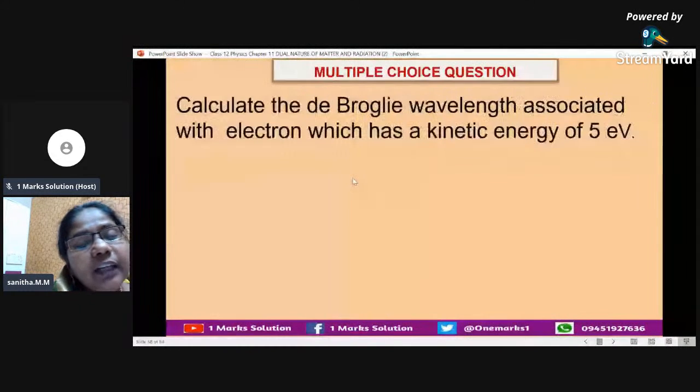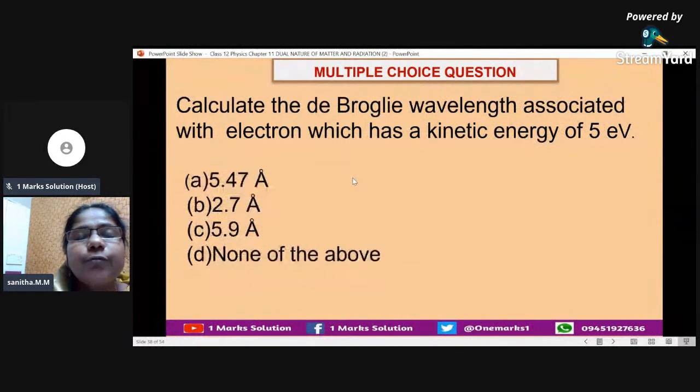Calculate the de Broglie wavelength associated with an electron which has a kinetic energy of 5 electron volt. 5 electron volt means what is the potential? We know that eV0 is equal to kinetic energy. So if you cancel e and V, what is the voltage remaining? 5 volts. So the equation you have to study is a very, very important equation: lambda is equal to h divided by root of 2meV.